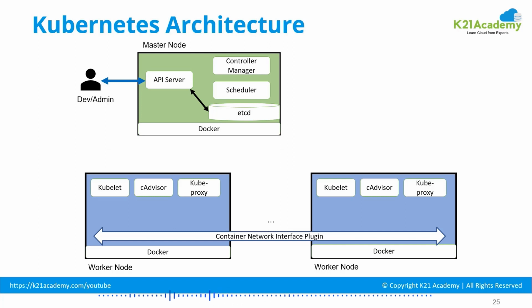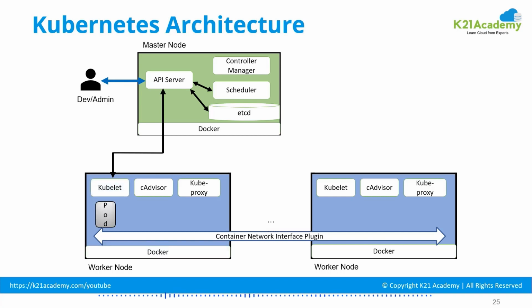Then the API server will store all the configuration into etcd, as we discussed. So the API server will talk to etcd. The API server will also talk to the scheduler for any jobs or tasks that are given, and via the scheduler it will interact with the kubelet. So kubelet will be the agent. If the master node needs to talk to any worker node, it will be done via the kubelet.